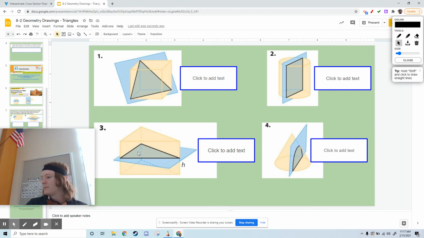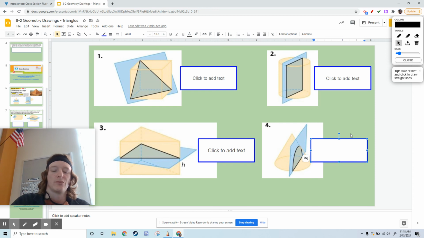For number 3, we have a triangular prism vertically, and it's sliced just horizontally. So we have the shape with 3 sides. Go ahead and type that shape there. Number 4, we have a cone, and we are just slicing straight down. It's technically probably not a circle unless that's a perfect cone. I'm okay if you call this a semicircle, but more accurate is probably a half ellipse. And that's how you spell it.